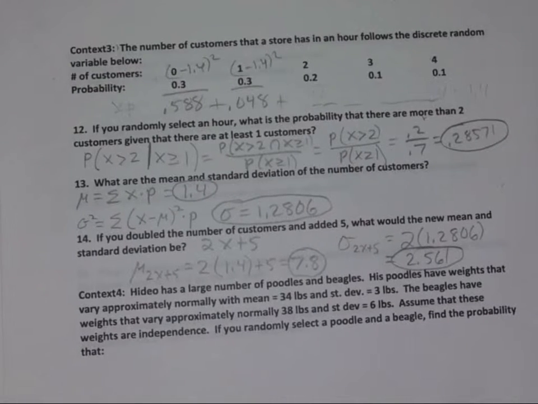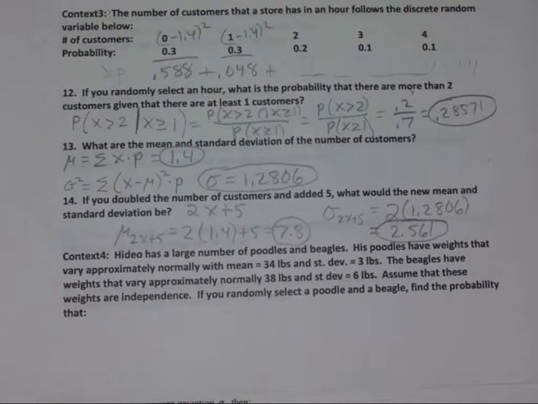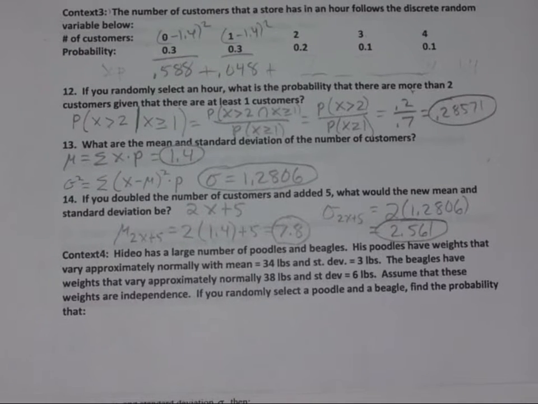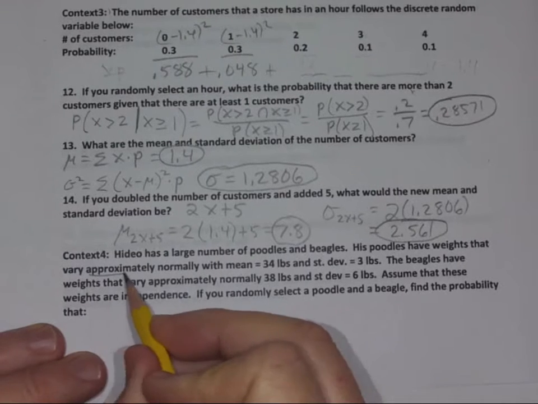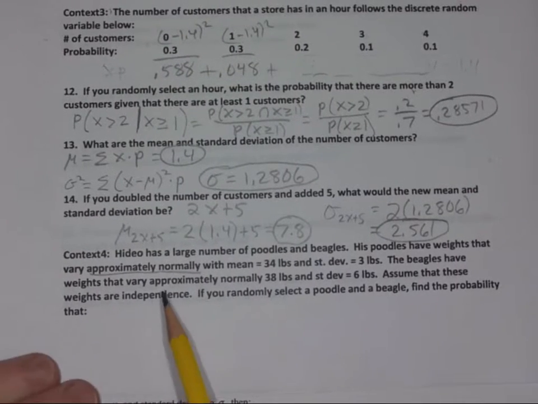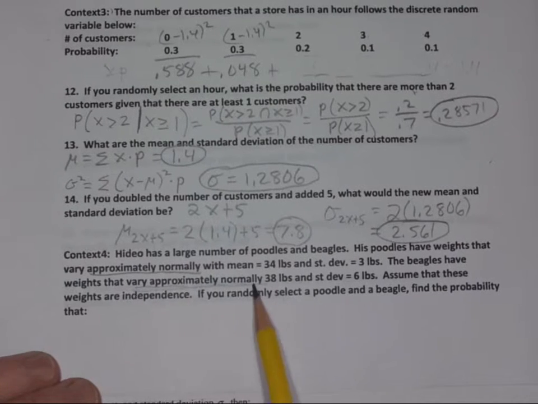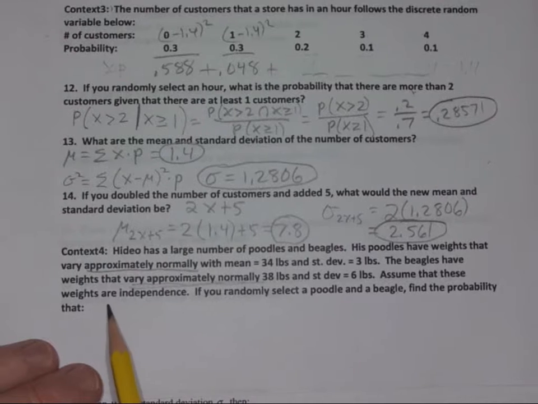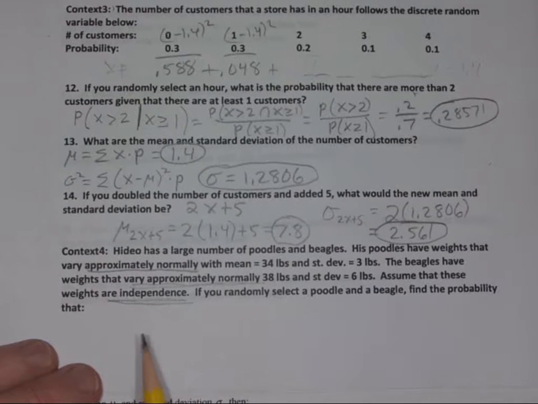All right, now let's talk about continuous random variables. They could take any number in an interval, in essence decimal numbers. So Hideo has a large number of poodles and beagles. His poodles have weights that vary approximately normally, with a mean of 34 and standard deviation of 3. The beagles have weights that vary approximately normally, so that would be a continuous random variable as well, with a mean of 38 and standard deviation of 6. Assume these weights are independent.